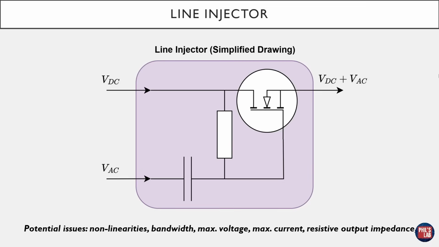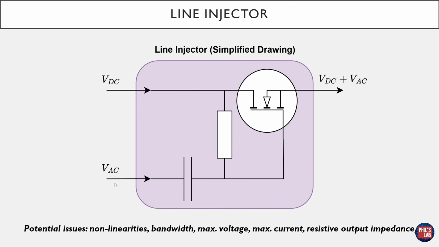The line injector itself, in the most simple form, is some sort of transistor, some sort of pass element, where we feed in the DC voltage, and the gate of this pass element is modulated by the AC voltage. Therefore, at the output, we simply have the superposition, the addition of the DC voltage and the AC voltage. This is a very, very simplified representation of something like a line injector, but what you're trying to do is just modulate the input DC voltage by an AC voltage.